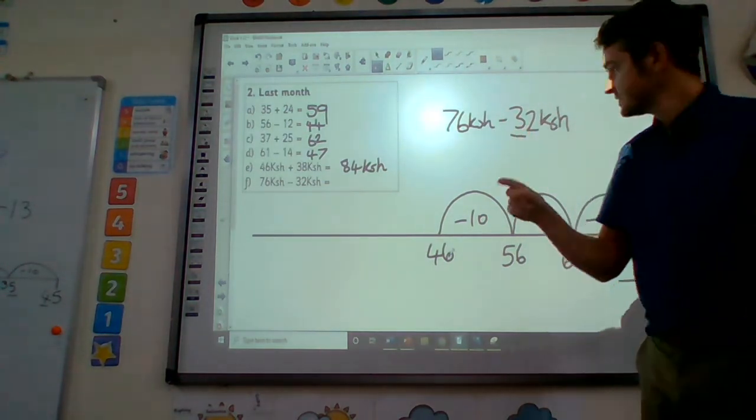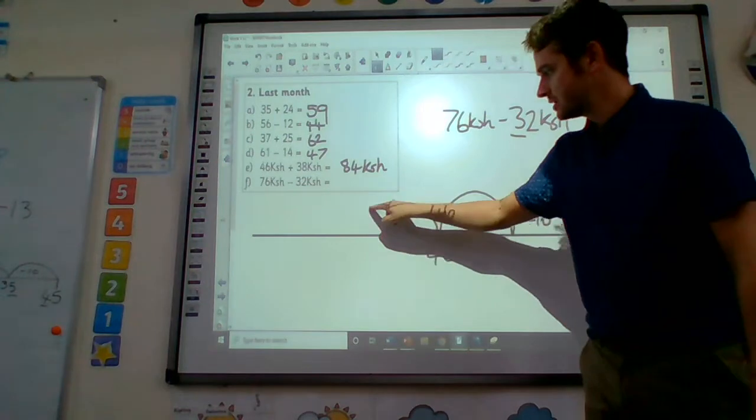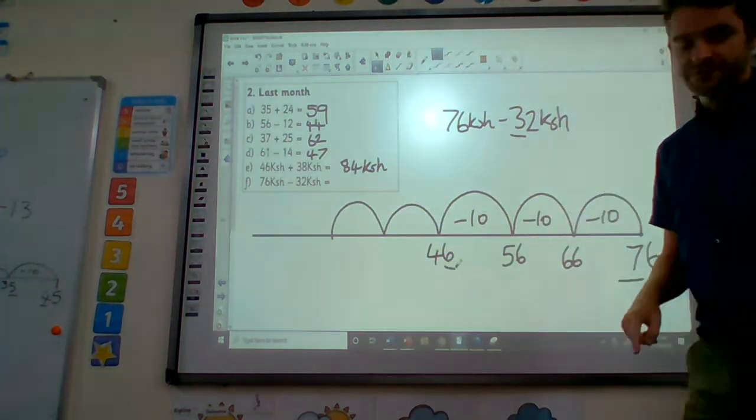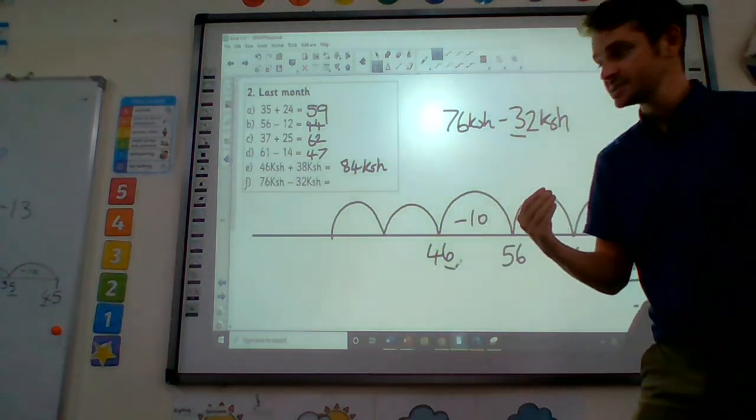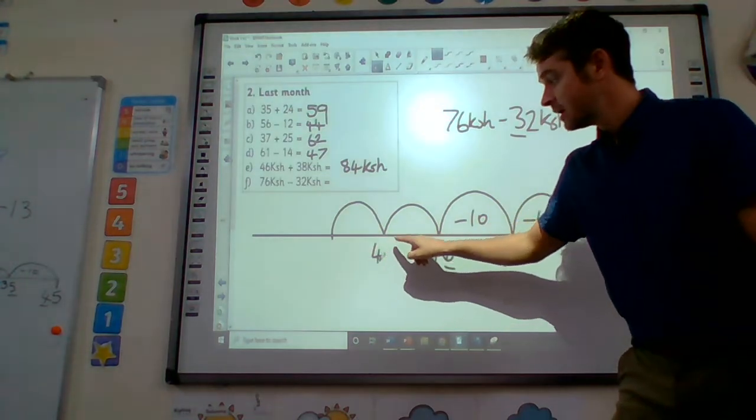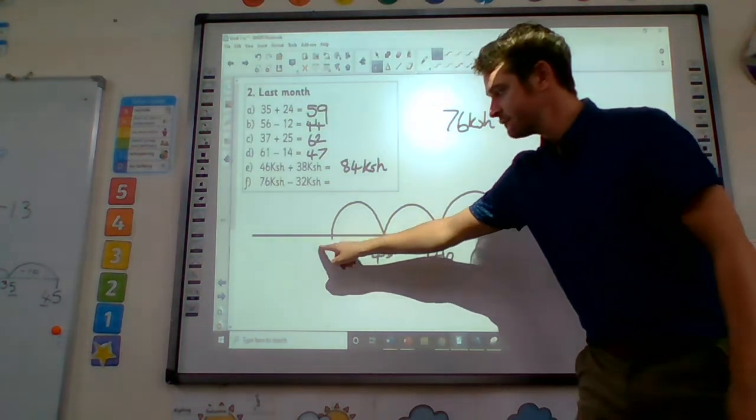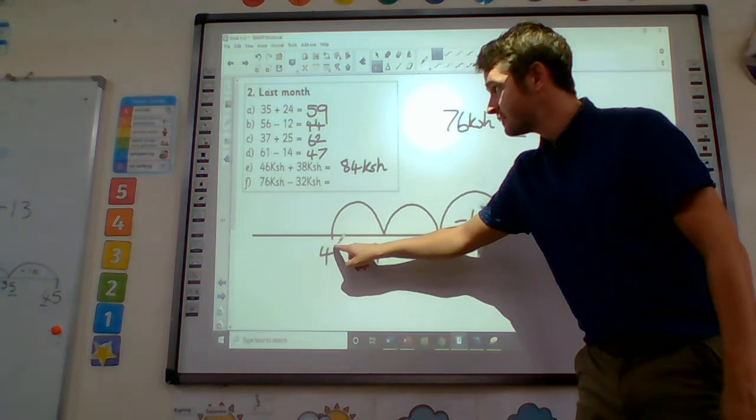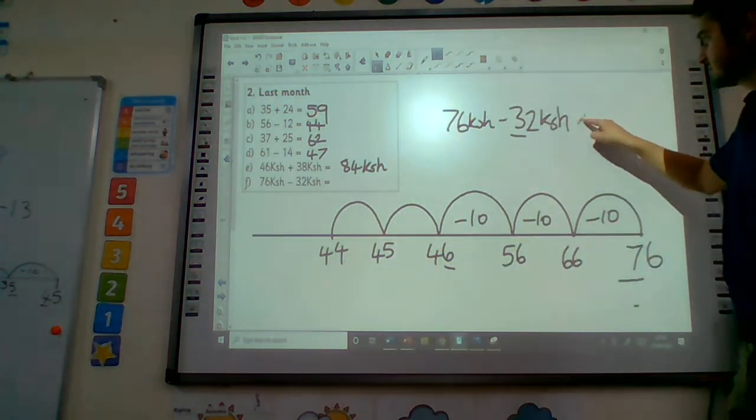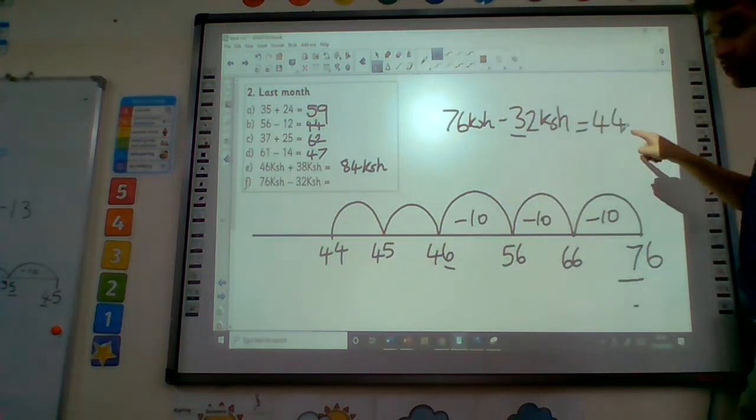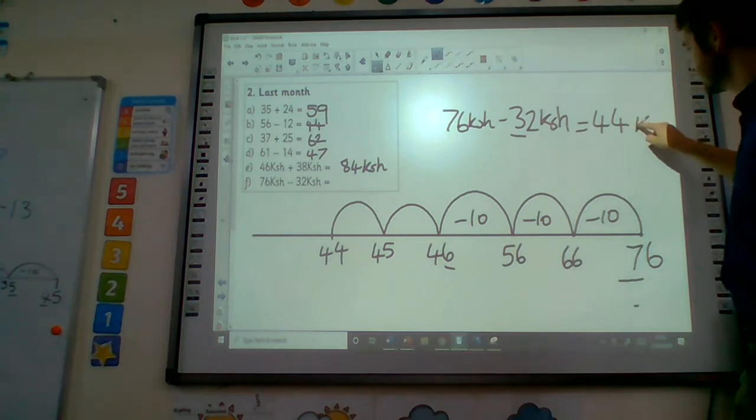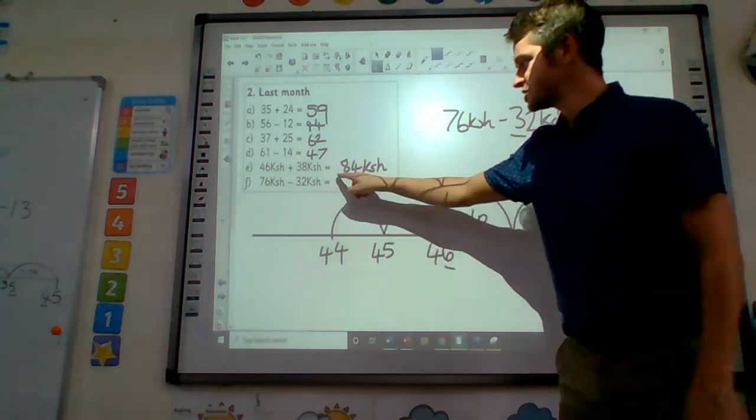I've got 2 ones here. 1, 2. Remember, we're changing the ones. 46, 45, 44. My answer is 44 Kenyan shillings. I'm going to write that on my sheet of paper.